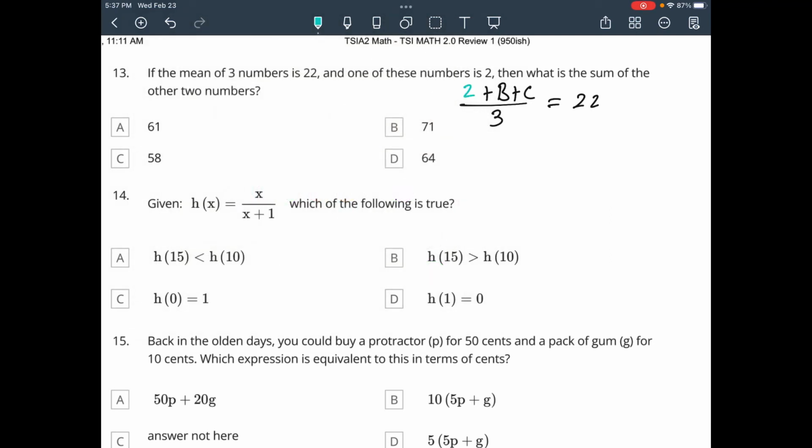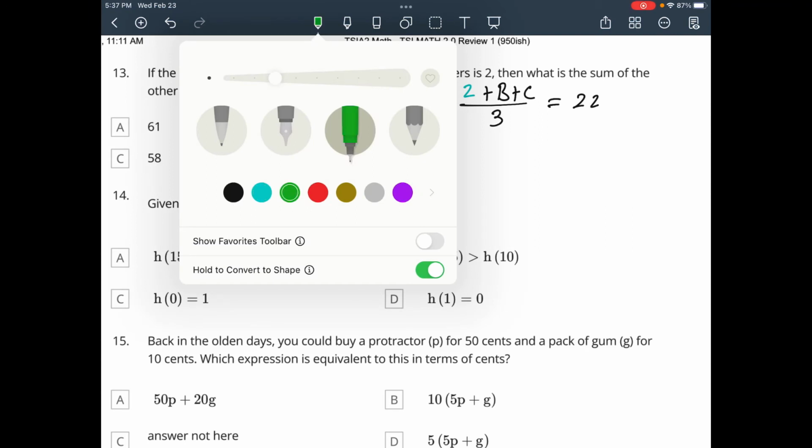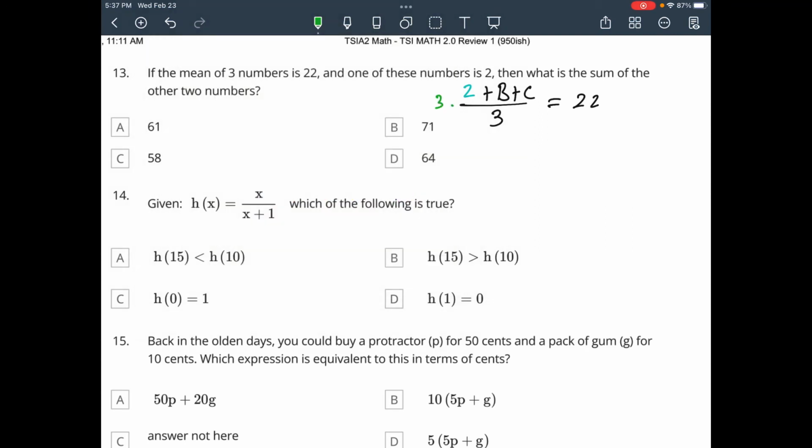So same thing we did before. Times 3, times 3. 2 plus B plus C is equal to 66. And then subtract 2. B plus C is equal to 64.